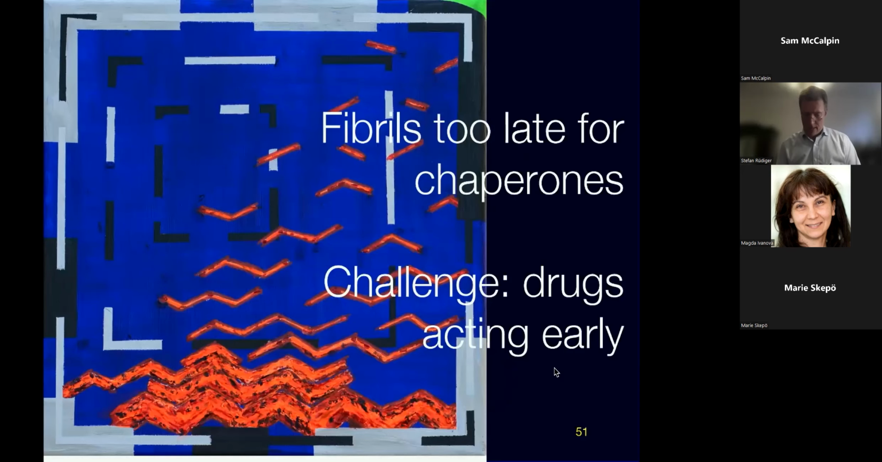Based on the data I've shown you, it seems that fibrils are too late for chaperone action. When we think about what this means for chaperone action, and also for drugs, it means you want to act early. You want to act on early intermediates. That's basically the message of what we need to look for, and I think we now have the tools to do so.